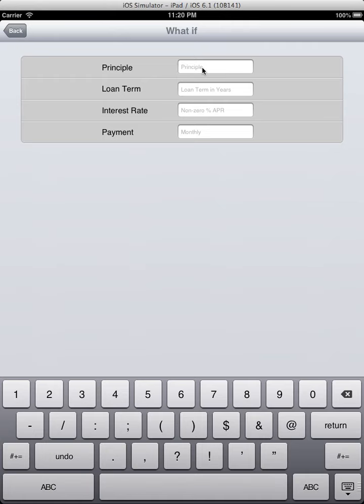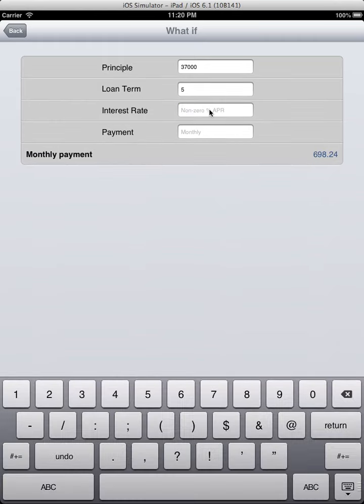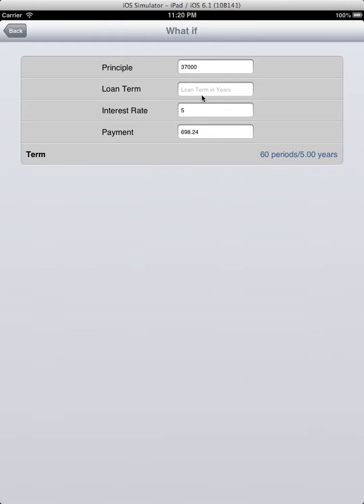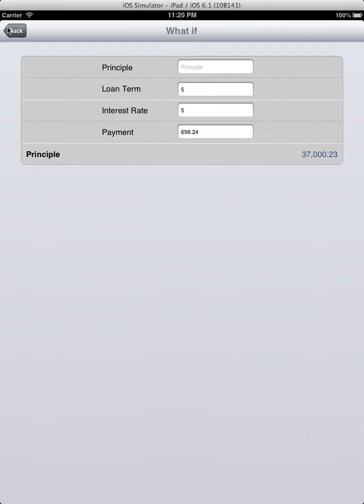In case you know three of the variables: principal, loan term, interest rate, and payment, you can calculate the fourth one. So principal, say 37,000, and 5% is the interest rate, and 5 is the term. Similarly, say 698.24, we calculate that and say we know this much is the time. Say we have time, we want to calculate the principal, we can also calculate.